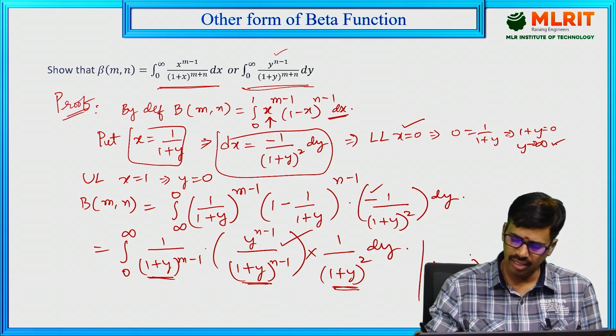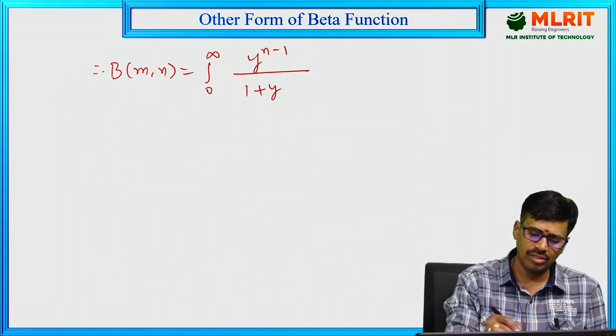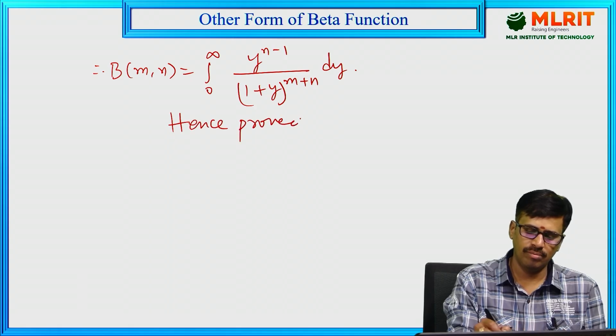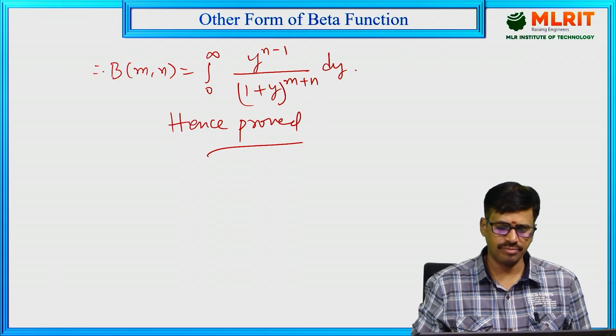Minus m minus 1 plus n minus 1 plus 2. So minus 2 plus 2 cancel, and this is 1 by 1 plus y whole power m plus n into dy. So this is what we have to prove. So we prove this result. So these are the other forms of beta function.